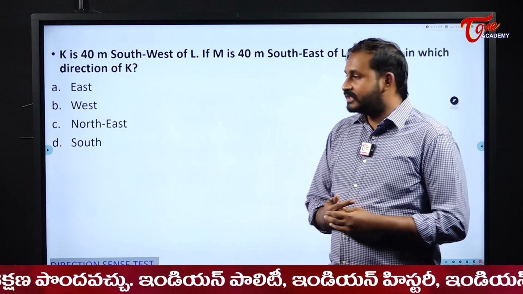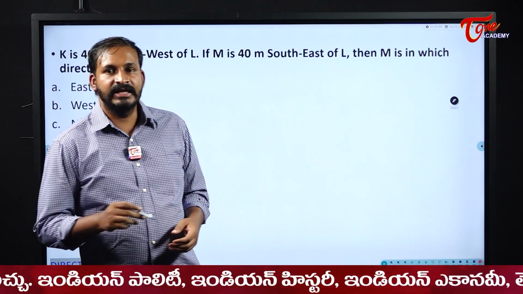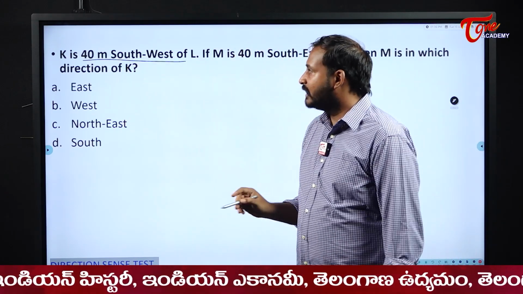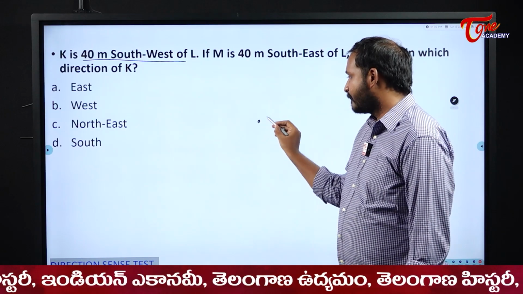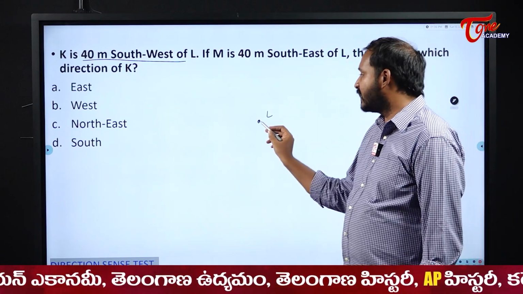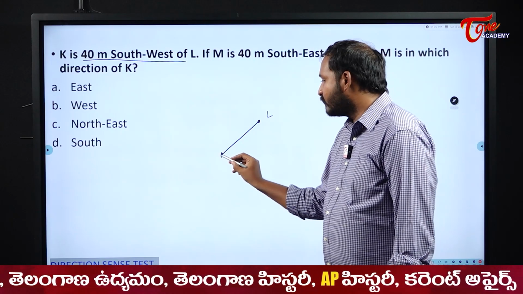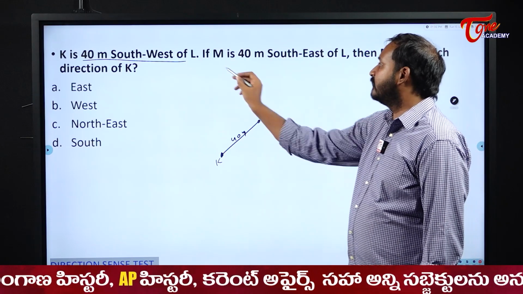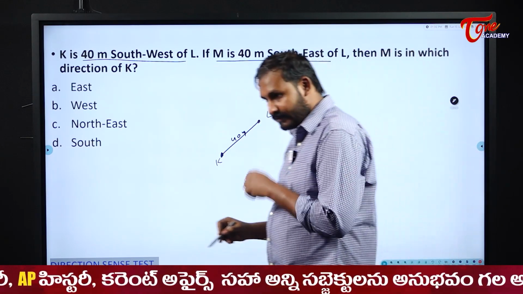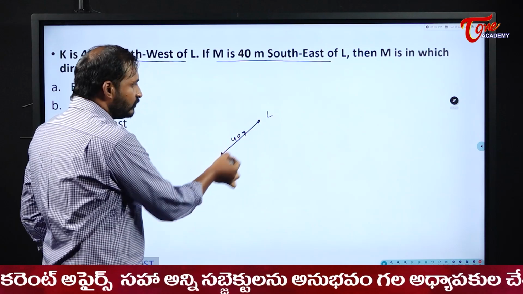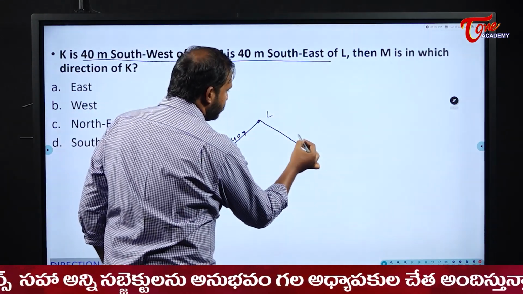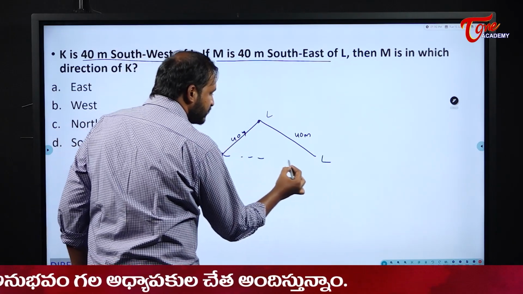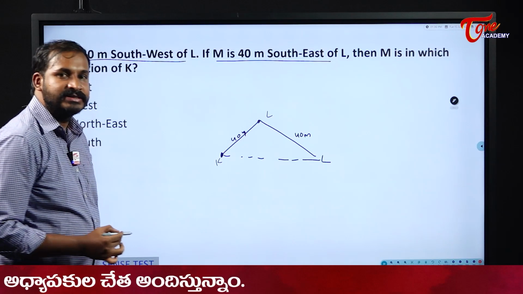K is 40 meters southwest of L. Okay. So first I need to locate whom? L. And southwest means which direction it will come? It will come here. So I have here K, who is 40 meters southwest. Next, if M is 40 meters southeast of L, M is southeast. This is southwest, right? So southeast means the same distance, it will be 40 meters, and here it is L.